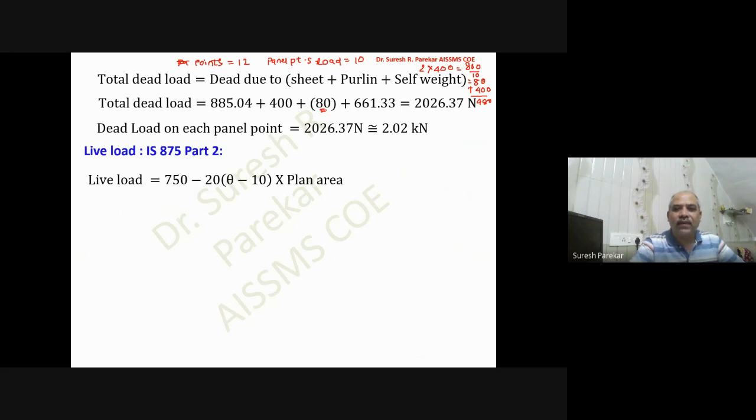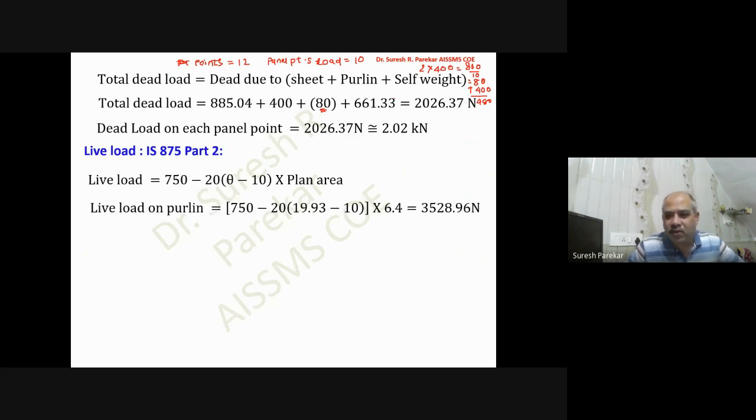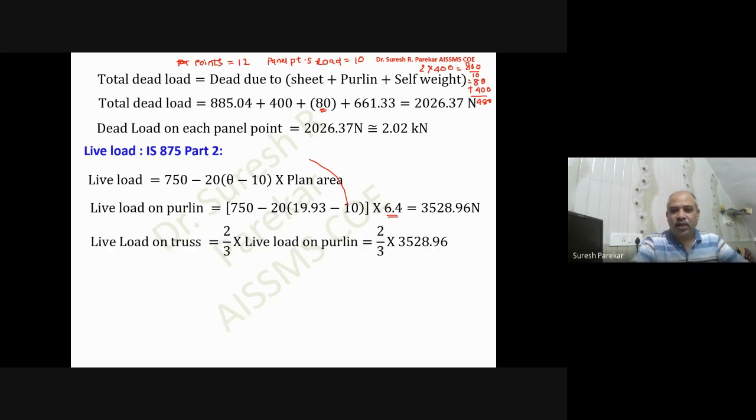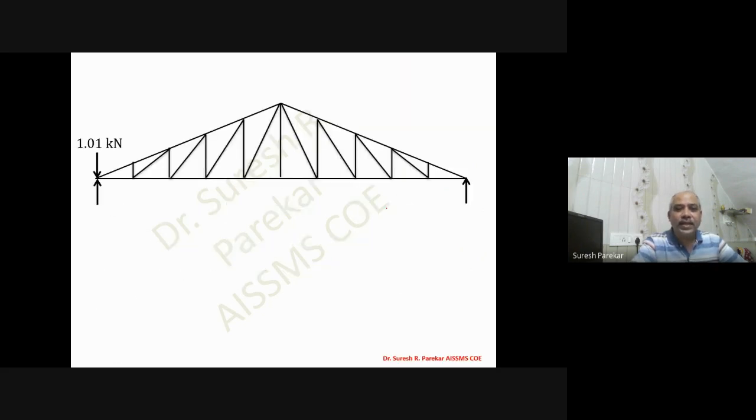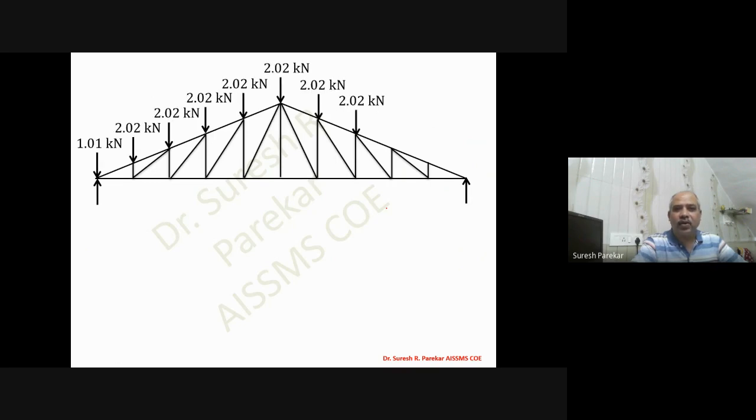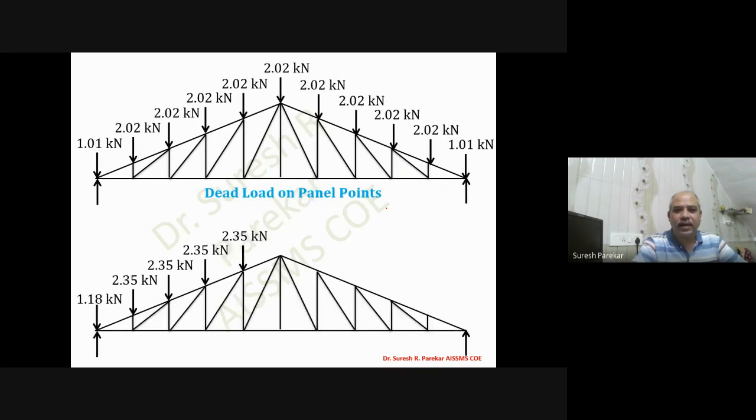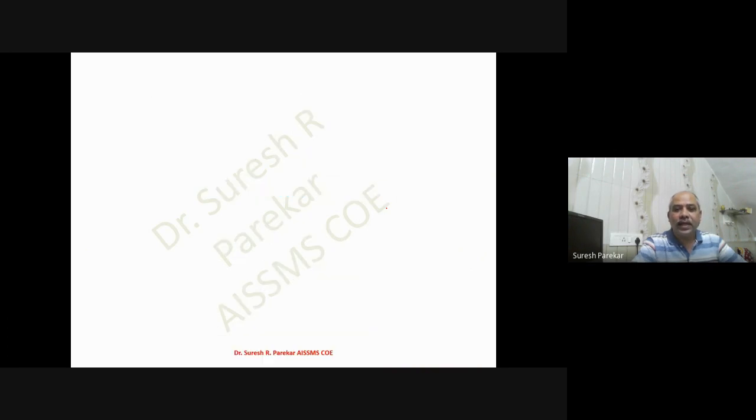Then for live load, we do not have much change. The only change is that there we have considered this area as 6.64, and here we have considered 64. So we can take two-third of this, and then this value again comes to 2.35 kilonewton. Now in these panel point loads, we have the same as we have in the whole area method.